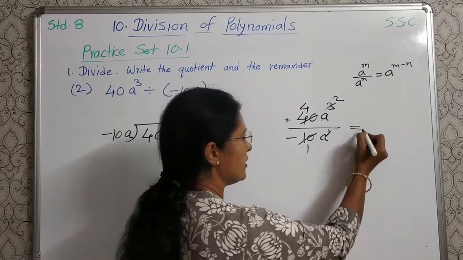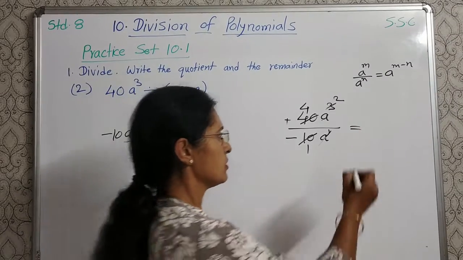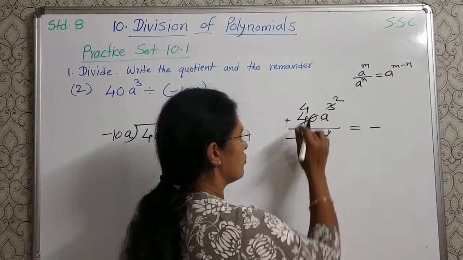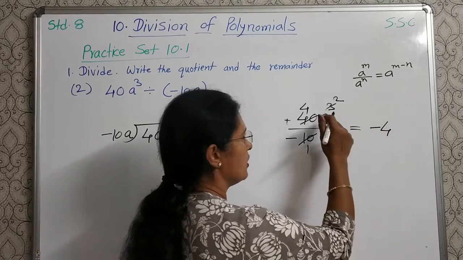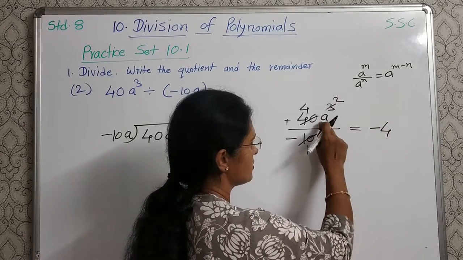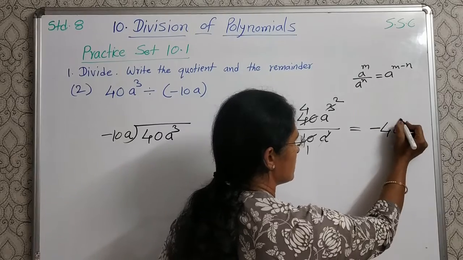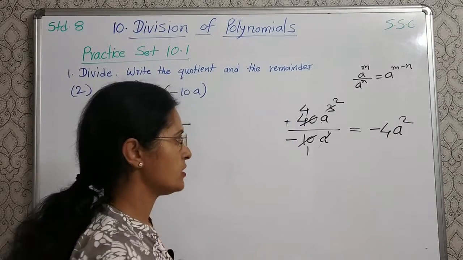So the quotient will be minus. Plus minus minus. 4 by 1 is 4 and here a square. This a is cancelled. So a square. This is the quotient. Minus 4a square.